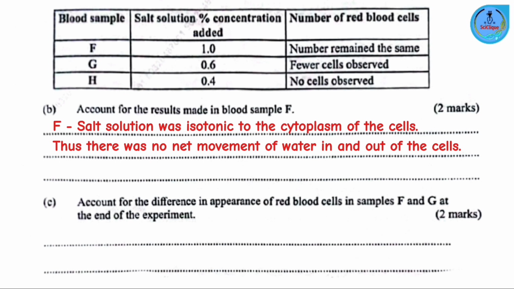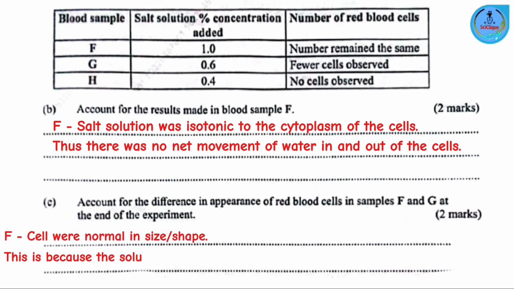Part C. Account for the difference in appearance of red blood cells in samples F and G at the end of the experiment. Okay, let's look at our table first. If we look at F, by the way, we have discussed F, right? We have talked about how the cells that were in F were exposed to an isotonic salt solution, and therefore we should expect at the end for them to retain their normal shape and size.